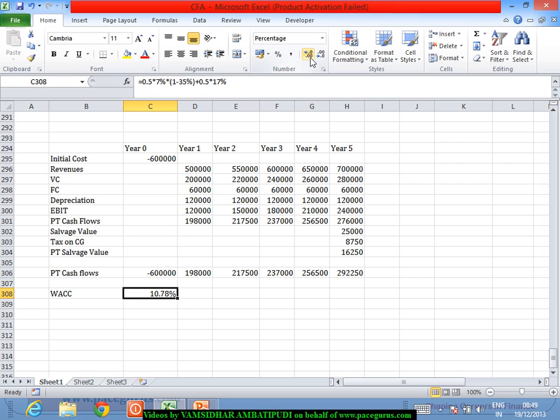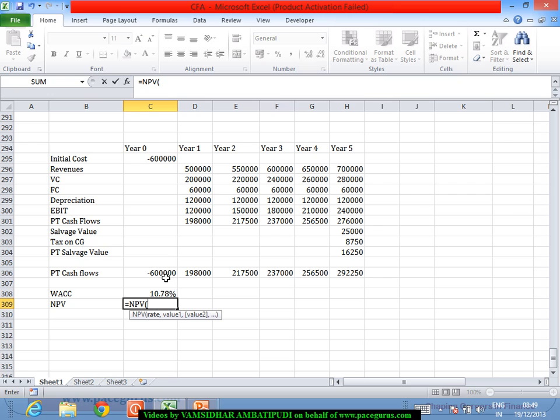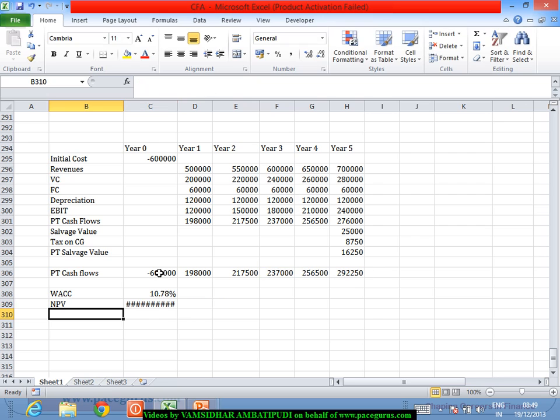Right, the weighted average cost of capital is coming out to 10.78%, based on which I can find out the NPV of the project, which is nothing but NPV at the rate of 10.78%. These are the cash flows and this is the total initial outlay. So going with these kind of numbers, it's working out that plus 275,000 is the NPV of the project.